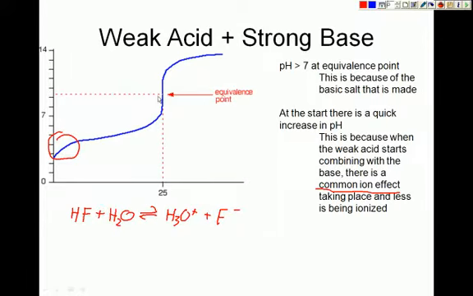So these are the two biggest differences. One, a pH that's much higher above 7, and two, we see this kind of weird thing. Normally, if it was a strong acid, this line would go something like this. It would be more straight. But since it's a weak acid, we get this line down here. Okay, so those are the two biggest differences between weak acid, strong base, and strong acid, strong base.